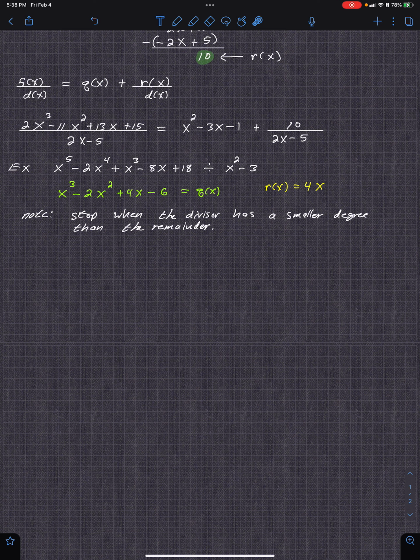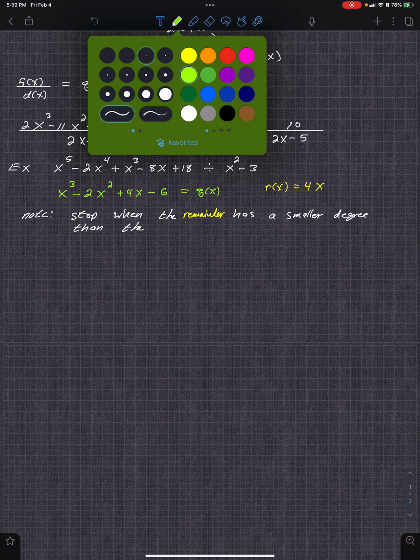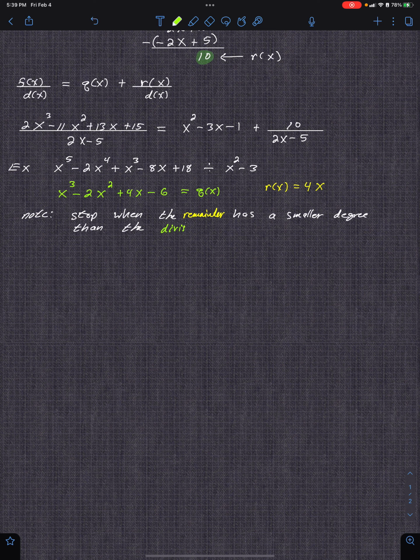So stop when your divisor has a smaller degree than your remainder. Actually, reverse that. You want to stop when your remainder has a smaller degree than your divisor. So I need to flip that around. So stop when the remainder, which is 4x, has a smaller degree than the divisor. Okay, sorry about that.